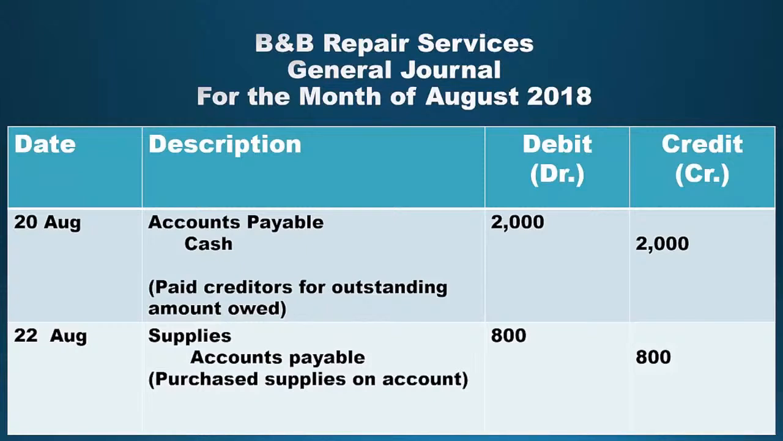Step 1. Review the journal entry. On August 22, the company purchased $800 worth of supplies. Instead of paying cash, the company bought these supplies on account, meaning it now owes the supplier this amount. The journal entry for this transaction was debit supplies $800, credit accounts payable $800. This tells us that we'll need to post to the supplies and accounts payable ledgers.